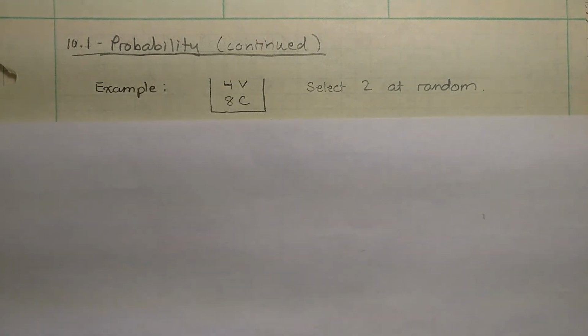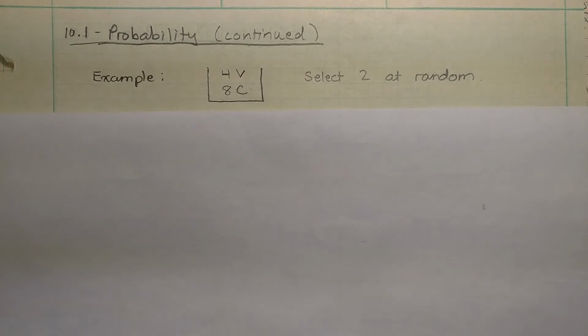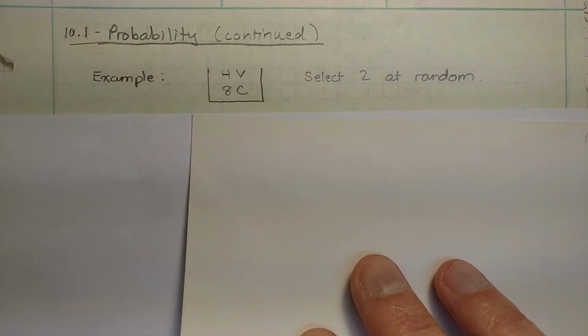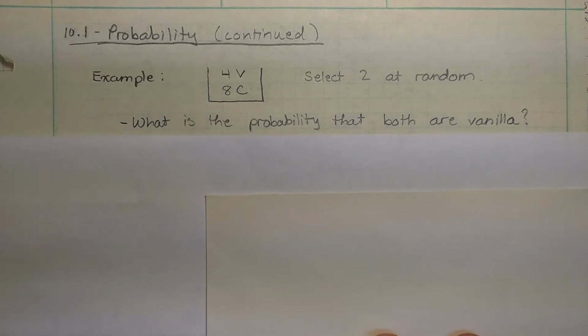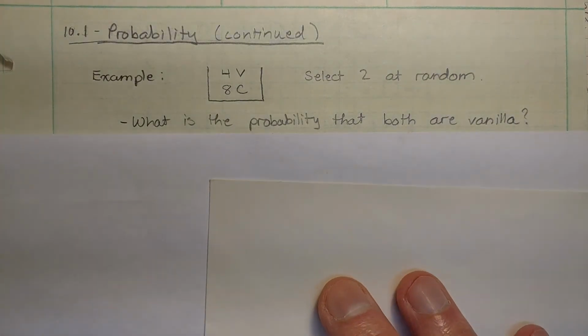Let's look at this example here. Let's say, for instance, you've got a box of chocolates. In this box of chocolates, you cannot tell the difference between them. They're all covered in chocolate. But inside, 4 of them have vanilla filling and 8 of them have chocolate filling. And you are asked to select 2 of the chocolates at random. So the first question would be, what is the probability that when you select them, they are both vanilla? So you're going to reach in, select 2 at random, and what's the probability that they're both vanilla? Well, let's model the situation.